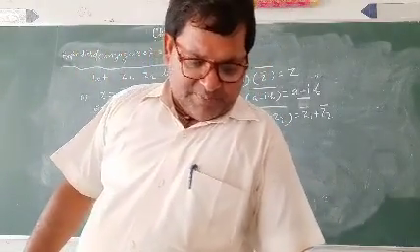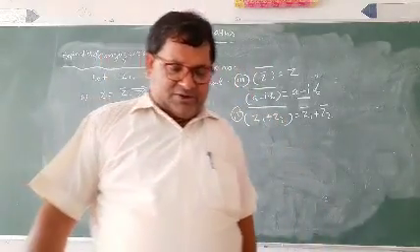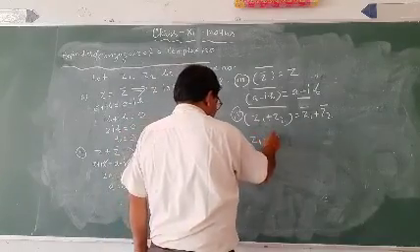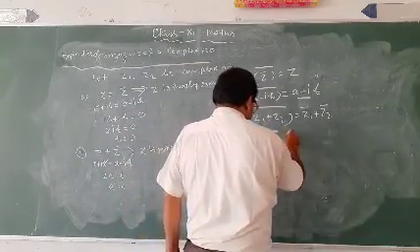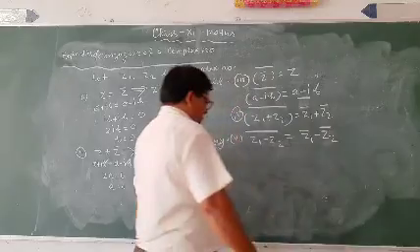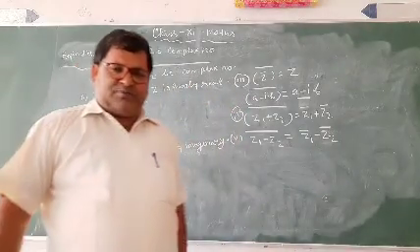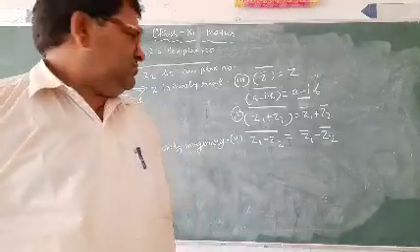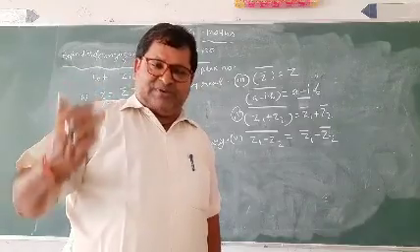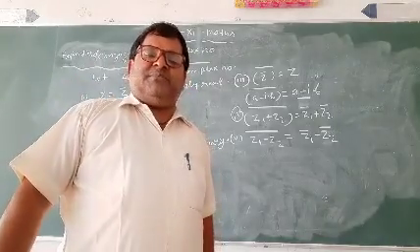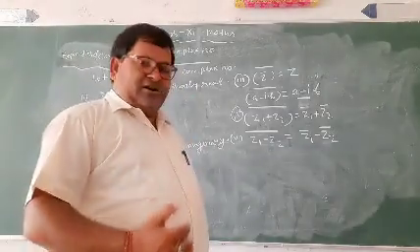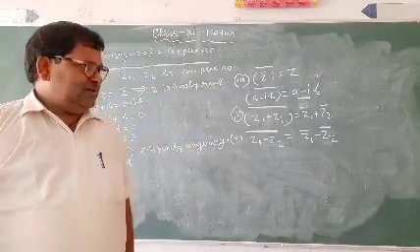And the fifth property: the bar of z1 minus z2 is equal to z1 bar minus z2 bar. That is, the conjugate of a difference is equal to the difference of the conjugates of the separate complex numbers.